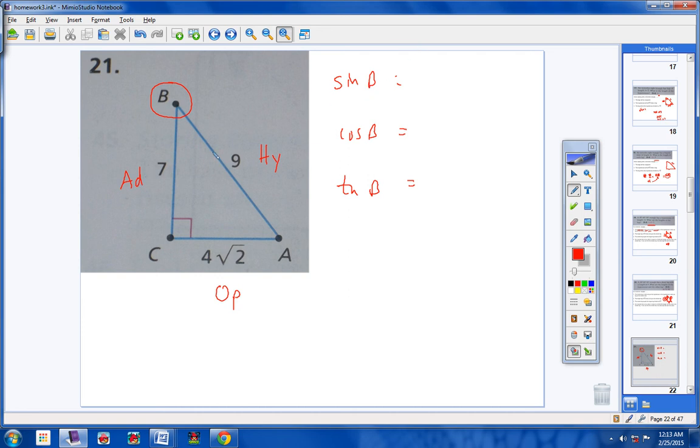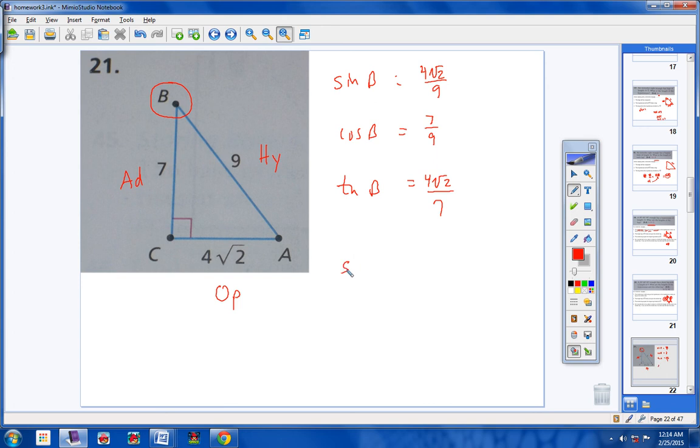Sine is opposite over hypotenuse, so 4 square root of 2 over 9. Now, can you reduce your outside numbers 4 and 9? No, you cannot. Cosine is adjacent over hypotenuse, so 7 over 9. Tangent is opposite over adjacent. Opposite 4 square root of 2 over 7. So there's the sine, cosine, and tangent of angle B.